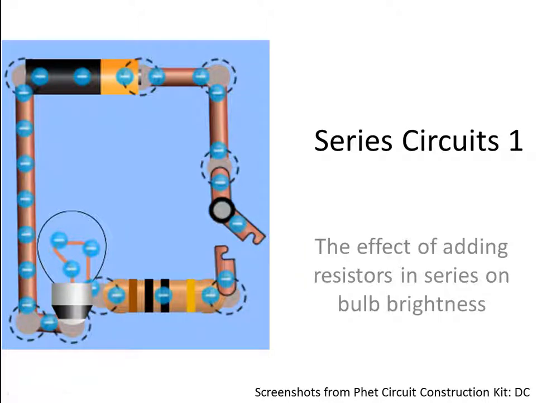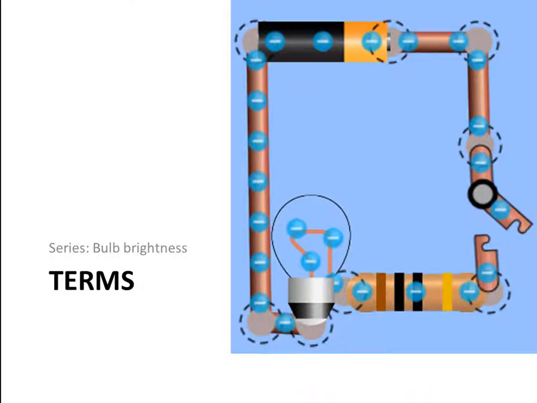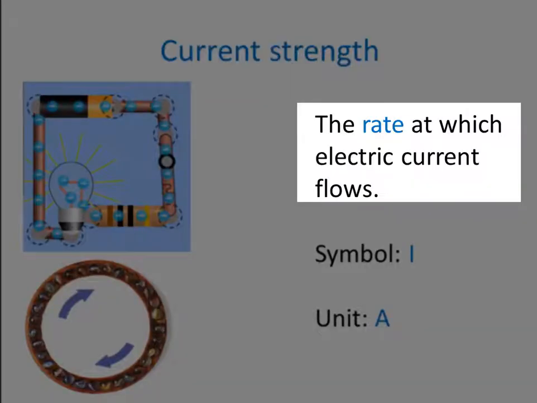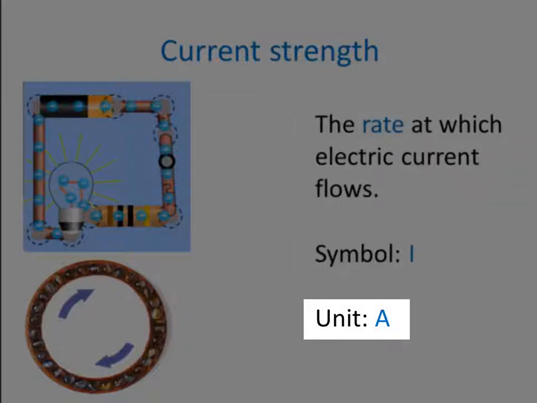Let's investigate series circuits. We want to look at the effect of adding resistors in series on the brightness of a bulb in the circuit. But first we need to understand some terms. Current strength means the rate at which electric current flows. Its symbol is I and its unit is amperes, which we shorten to A.